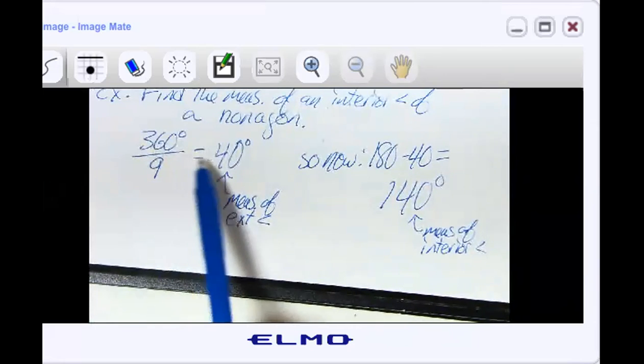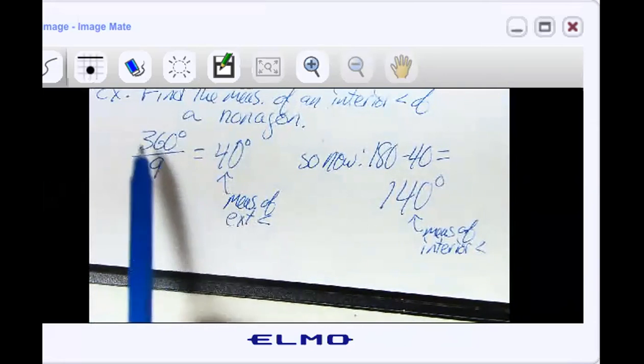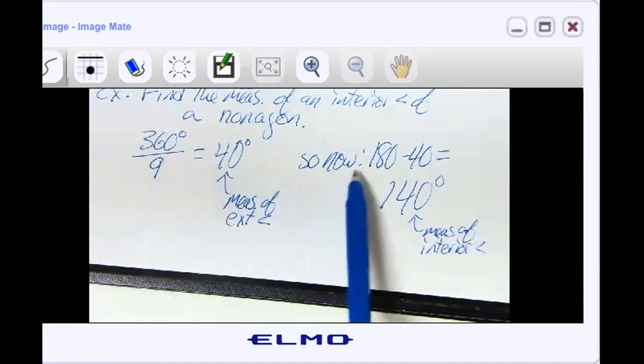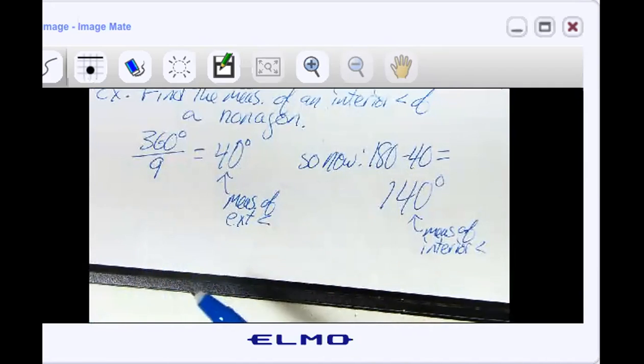All right, so we had found the exterior angle, just 360 divided by the number of sides, get our answer. And now you're going to take 180 and subtract whatever that answer was. So for the measure of the interior angle, it's just going to be 140. That's so cool. I know.